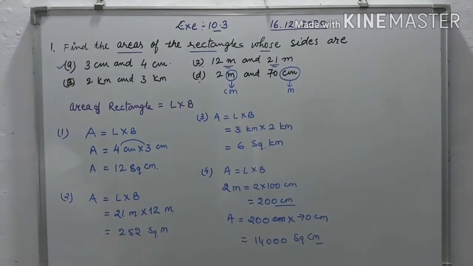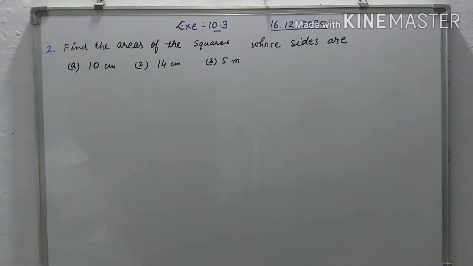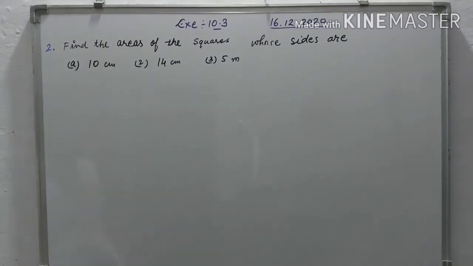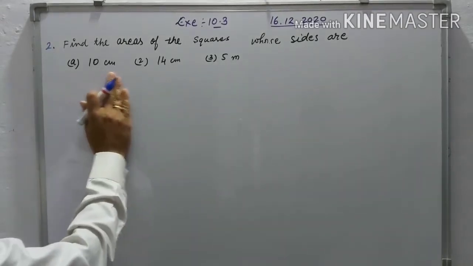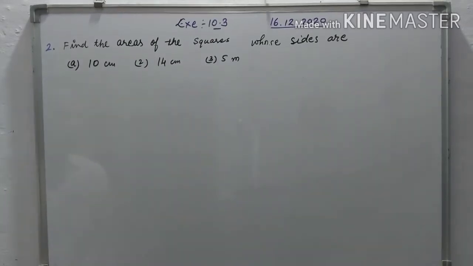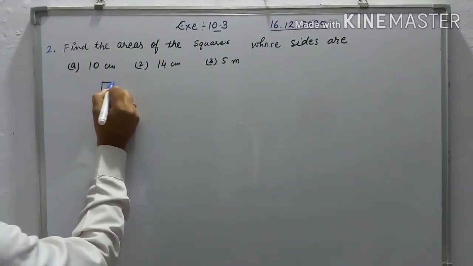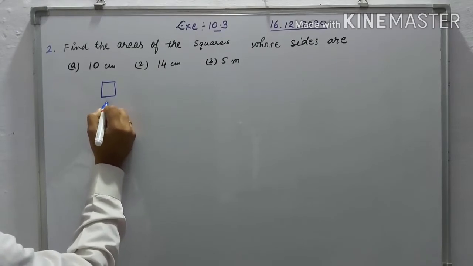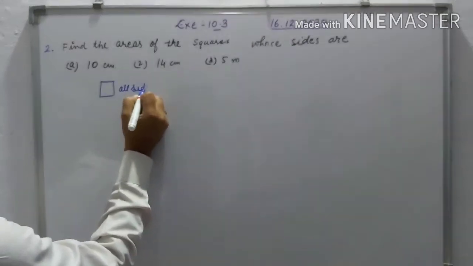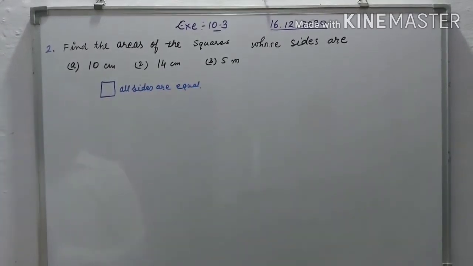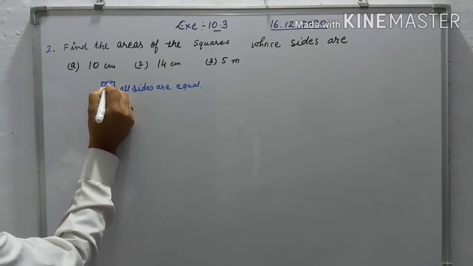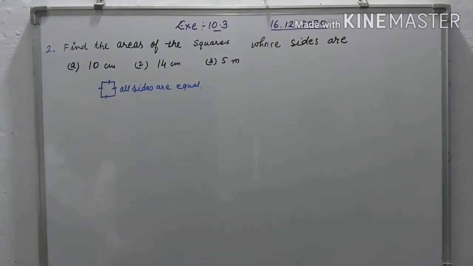Now question number two: find the area of the square whose side is given. There are 3 questions. First, the square side is 10 centimeter, second is 14, and third is 5 centimeter. You now understand that in a square all sides are equal. Only the length of one side is given, and you find the area.